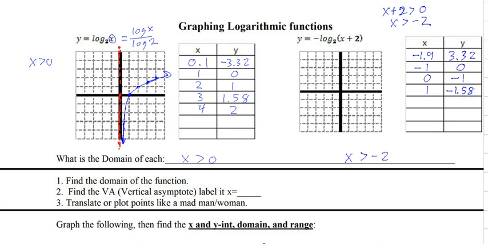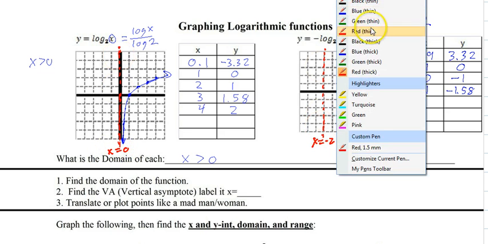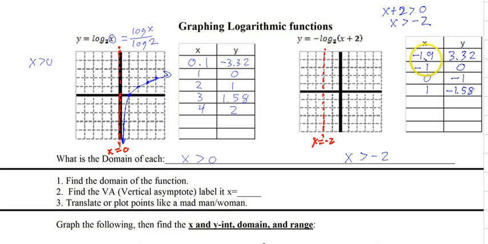All right, so let's draw our vertical asymptote, and it's at negative 2, right there, and we can label it as x equals negative 2. We can label that one as x equals 0. Those are our vertical lines. And then now we get to graph. So we're going to go negative 1.9. That's really close to the asymptote. And then it's 3.32 right there. And then it's negative 1, 0, 0, negative 1. And then 1, negative 1.58. Do you notice now that these are just going in the opposite direction?